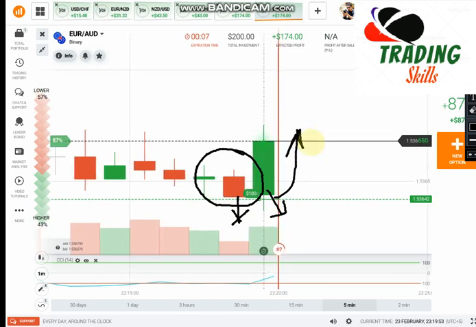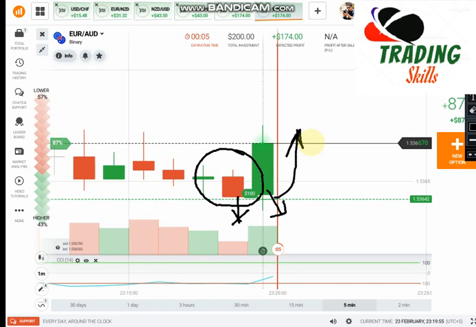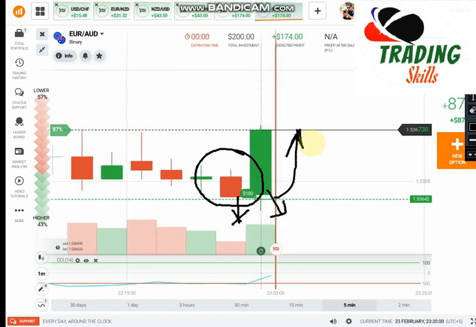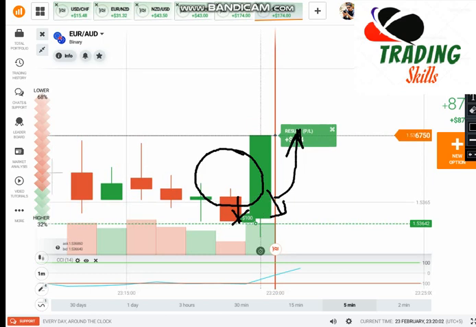Now you can see this is my 7th trade almost, and okay, so I won my trade. I only lost one trade here.